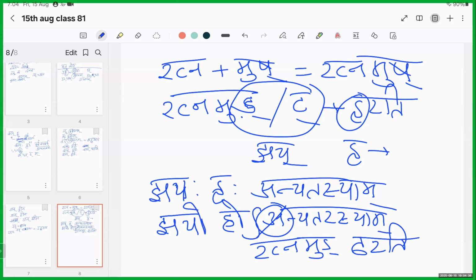Jayaha, hakarasya sthane, when it is preceded by a jhai, optionally anyatarasyam purva savarna adesha bhavati. Jayo honyatarasyam. Is this okay?